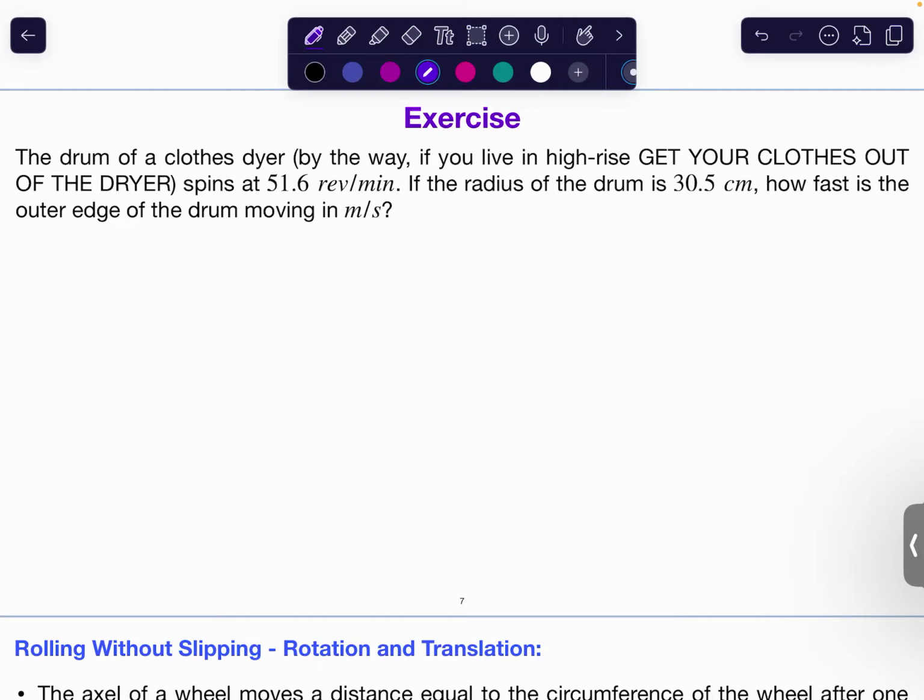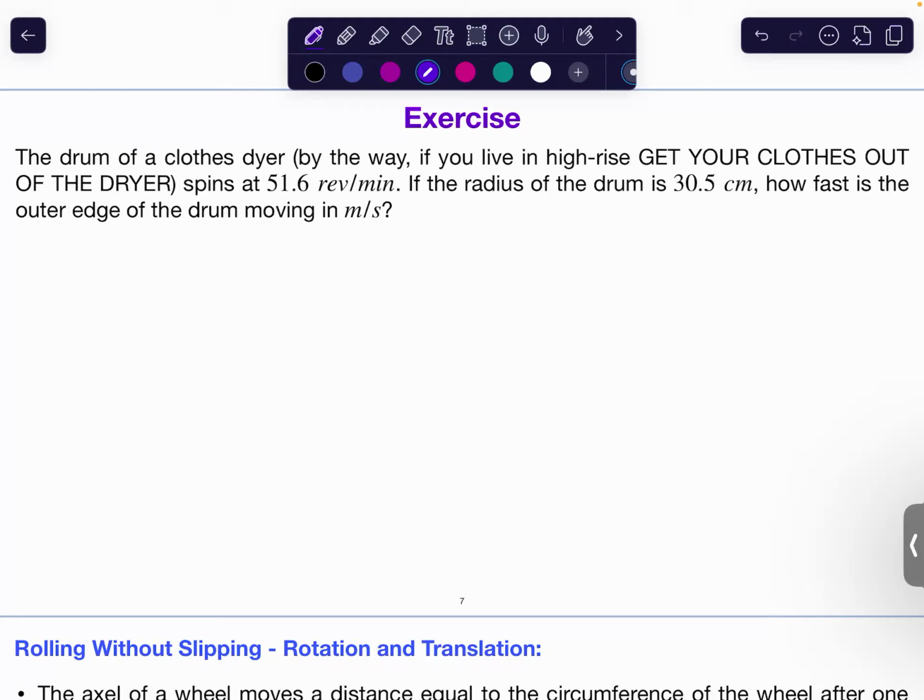So let's say you have this dryer, it's spinning at 51.6 revolutions per minute. Now, revolutions per minute, again, you're tempted to call that the angular speed, but it's not. You can have an angular speed in radians per minute, but the most common way is radians per second. Remember, revolutions is not radians. One revolution is 2 pi radians. So you'd have to take that 51.6 times 2 pi to get angular velocity. If the radius of the drum is 30.5 centimeters, how fast is the outer edge of the drum moving in meters per second?